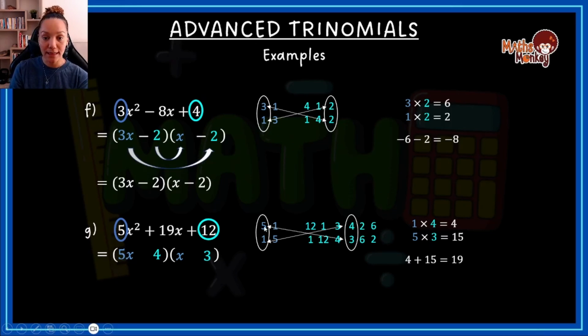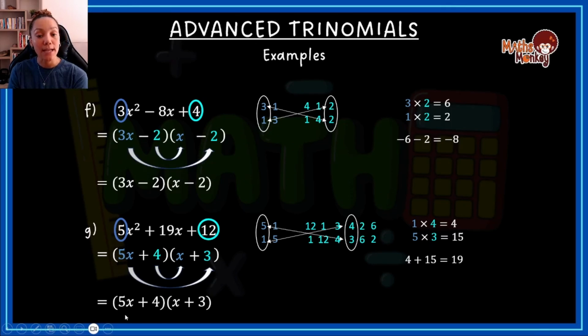So let's just go again. This 5, I multiplied by that 3, and so these two are coupled, right? So that gives me 15, and then this 1 and this 4 goes together, right? And so this is 15 and this is 4, and we saw that both of them need to be positive. So then when we add them together, it gives us 19. So our final answer is 5x plus 4 and x plus 3.